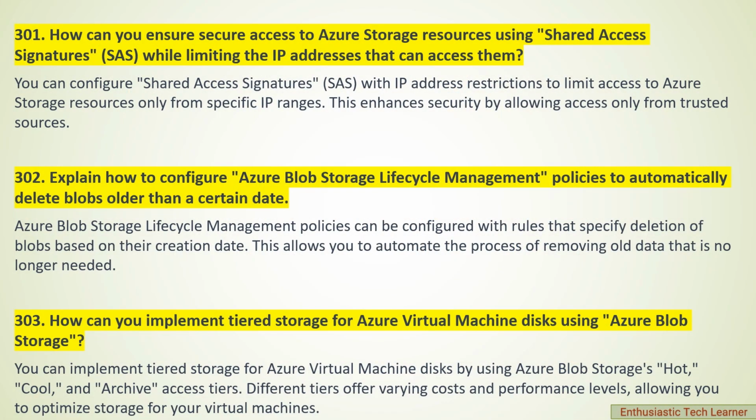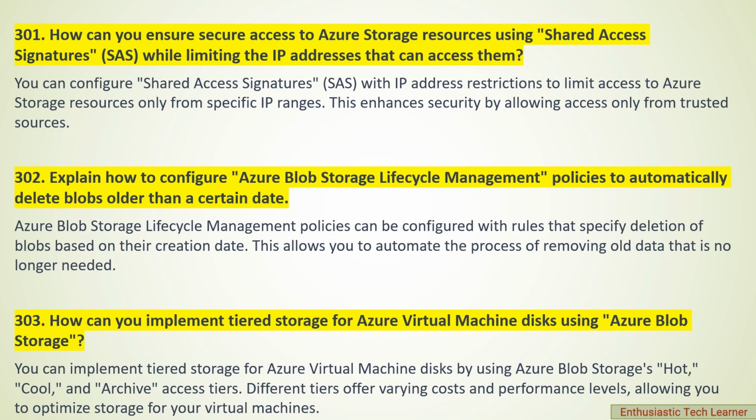How can you ensure secure access to Azure Storage resources using Shared Access Signatures (SAS) while limiting the IP addresses that can access them? You can configure Shared Access Signatures (SAS) with IP address restrictions to limit access to Azure Storage resources only from specific IP ranges. This enhances security by allowing access only from trusted sources.